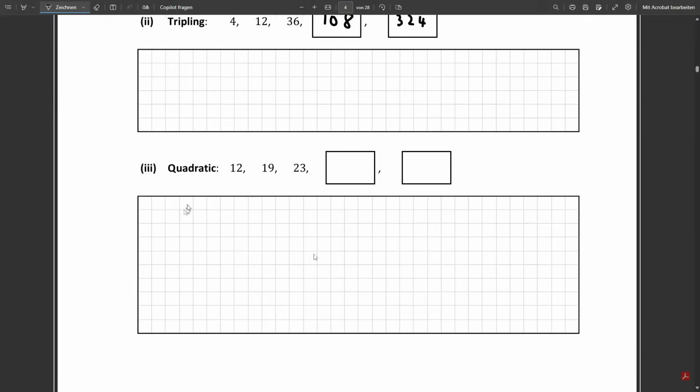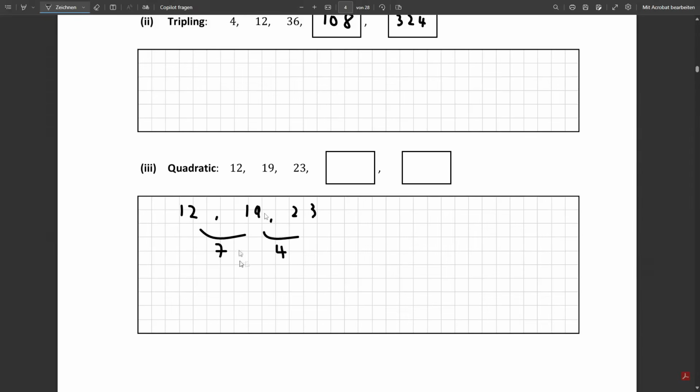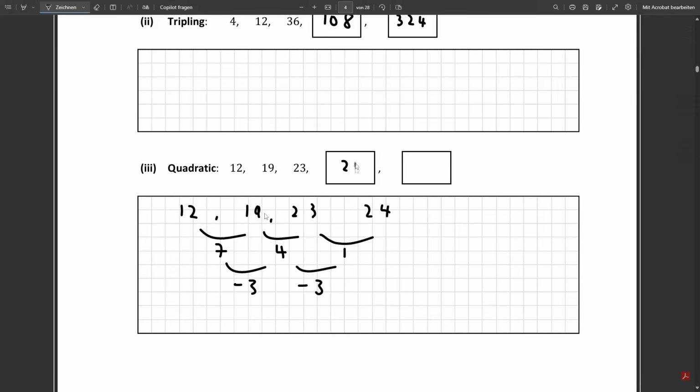For a quadratic, it might help to write it out, because remember we have a constant second difference. So 19, 23. So here we have a difference of 7. Here we have a difference of 4. So you can see the second difference is minus 3 because we're going down. So then if we go to the next one, we're going to take away 3, so this will go down to 1. So we add 1 to 23 and we get 24. So 24 is the next one.